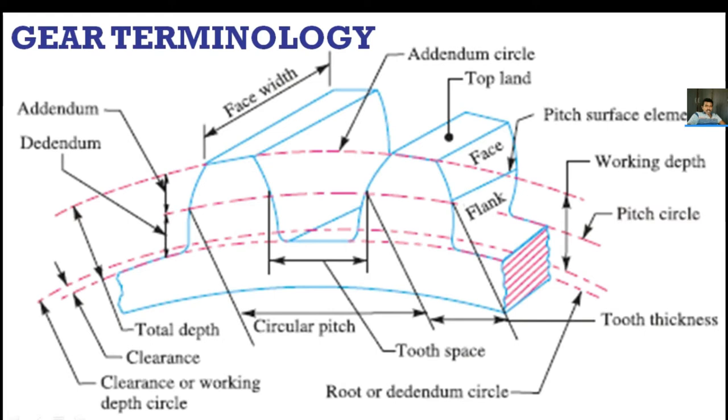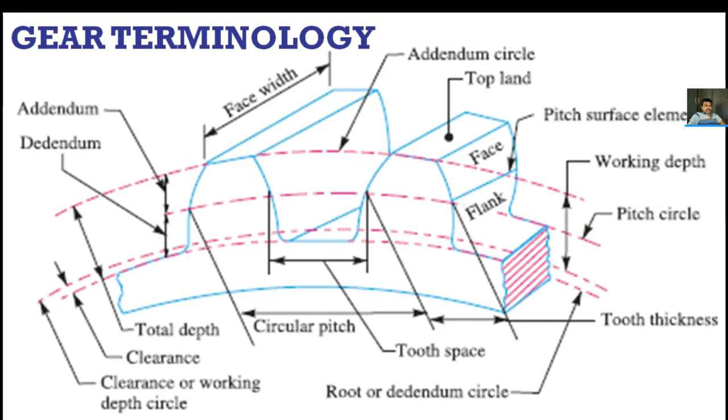Look at this. This is the radial distance between pitch circle and addendum circle. This radial distance is known as addendum. The radial distance between dedendum circle and the pitch circle is called dedendum. Addendum and dedendum of a gear are the radial distances between the pitch circle and the addendum circle and the dedendum circle respectively. Generally, the addendum value will be considered as 1 module, and the dedendum value will be considered as 1.157 module. Generally, the dedendum value will be slightly higher compared with the addendum value for a gear.